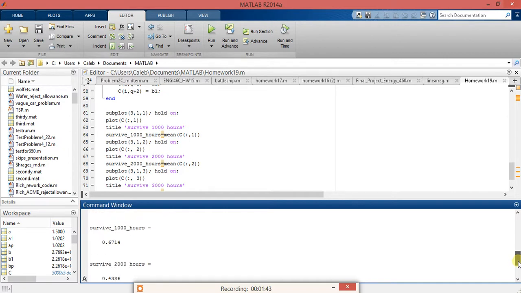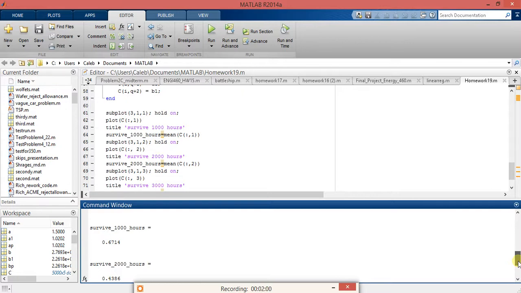If it survives 1,000 hours, our mean probability is going to be 0.67, and according to the book, that is very close to what they got, because the book for 1,000 will get a very similar answer.